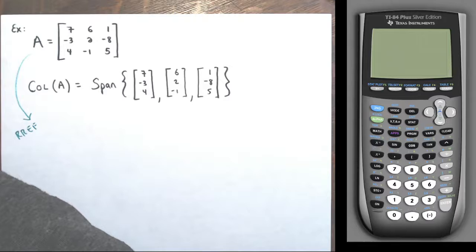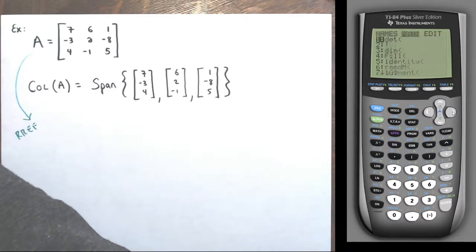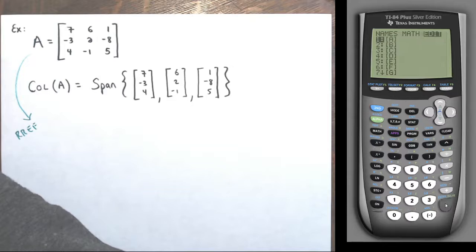This time I'm going to go to the calculator. I have an 84 plus here, similar to an 83. If you've got it, go to the matrix menu and edit matrix A. Enter the size, 3 rows by 3 columns, then enter the entries. First row 7, 6, 1. Then second row 2, -8, and 4, -1, 5.